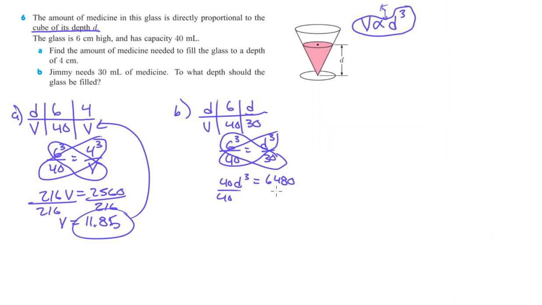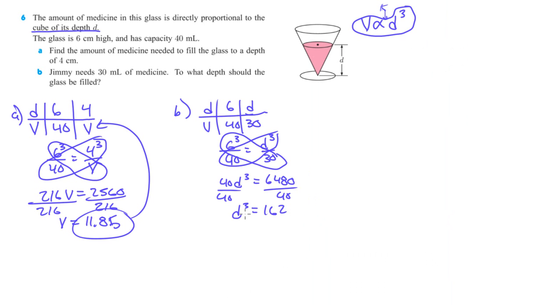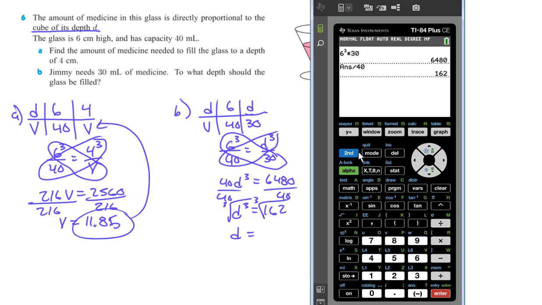So we're going to divide both sides by 40 and get d cubed. That gives us 162, but that's what d cubed is, so now we have to actually cube root both sides. So this is where you'd want to do, on this graphing calculator, math. You can put 3 first and then hit the x root, but since it actually has a cube root function in here, we'll do the cube root of our answer.